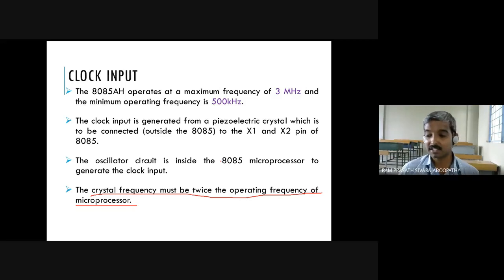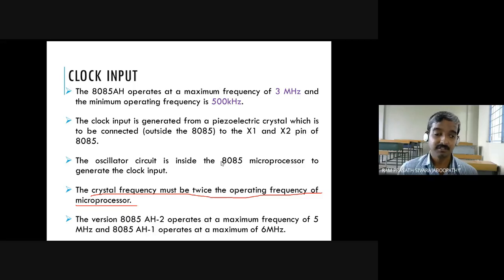If I connect a 6 megahertz crystal, can't I make it operate at 6 megahertz? Then why is it like that? Whatever crystal frequency I am connecting gets halved. That means whatever operating frequency is needed, the crystal frequency will be double of it. Clear? For the versions 8085AH2 and 8085AH1, we have listed the frequencies here. 8085AH2 operates at 5 MHz whereas 8085AH1 operates at 6 MHz. Okay, clear?